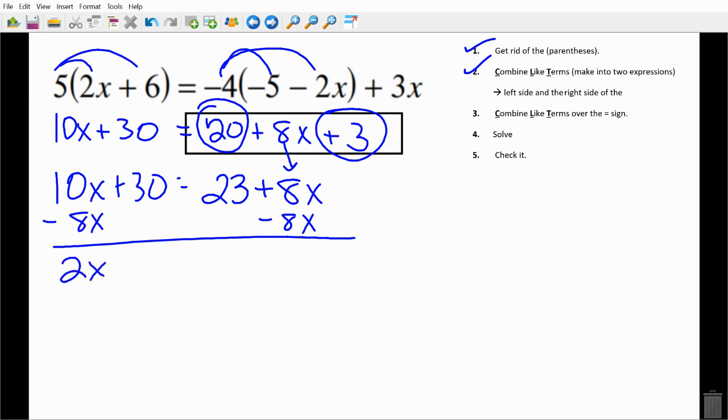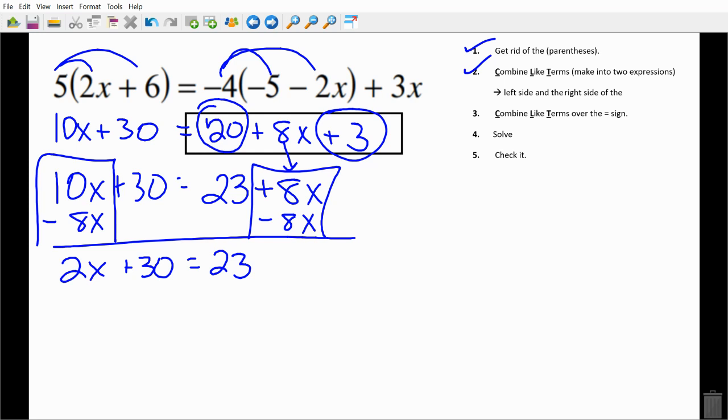2 X's is what we're combining. We didn't do anything to this positive 30, so we're going to drop that into our equation still. We didn't do anything to that equal sign, so drop that. We didn't do anything to this 23. We did do something to that positive 8. We subtracted 8 from it, so it's going to be 0 or gone, all right?